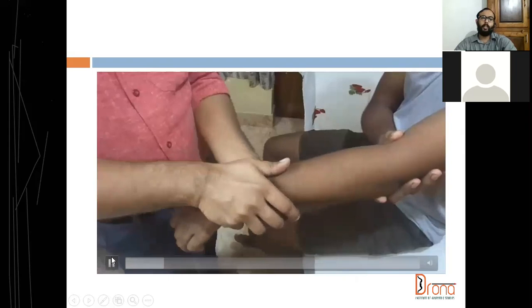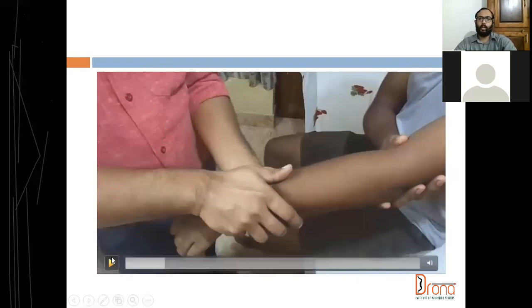First thing to be done is traction. Second is counter traction. By the traction and counter traction itself, we can feel the disimpaction of fragments. Actually, this is impacted due to the fracture and displacement. We can feel the disimpaction on traction and counter traction. And then on ulnar deviation itself, the lateral displacement is corrected.